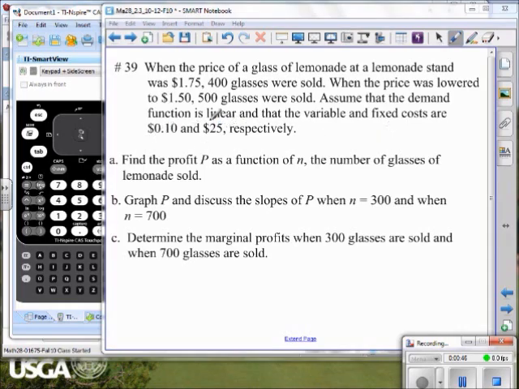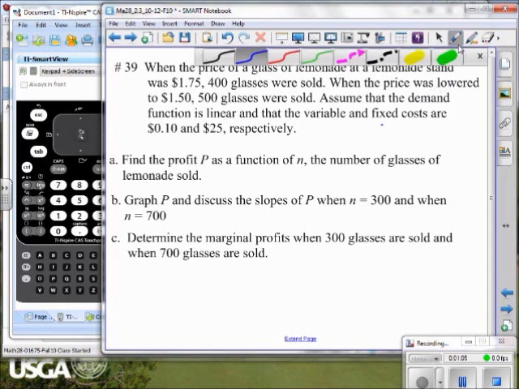Assume that the demand function is linear and that the variable and fixed costs are 10 cents and $25 respectively. So cost is made up of both fixed and variable cost, and we need to incorporate both of those. Okay, so the first thing is we need to come up with a demand function. And the demand function is linear.